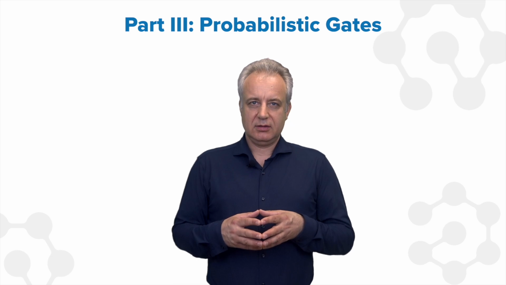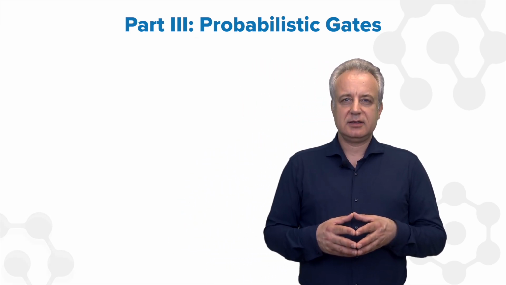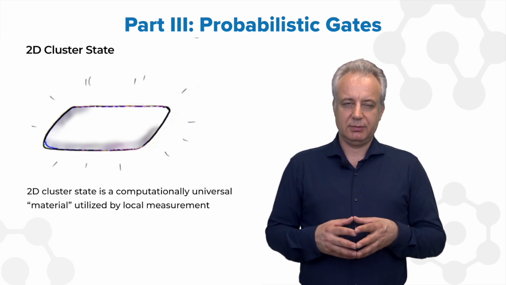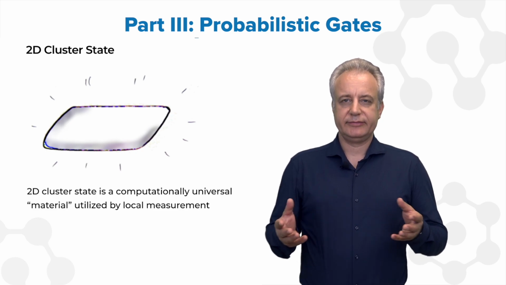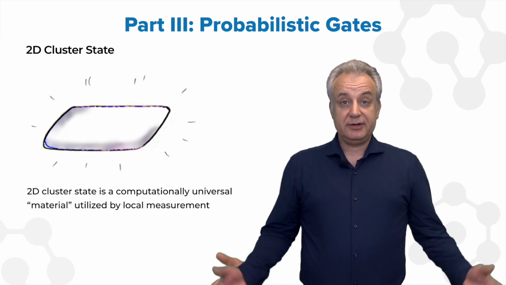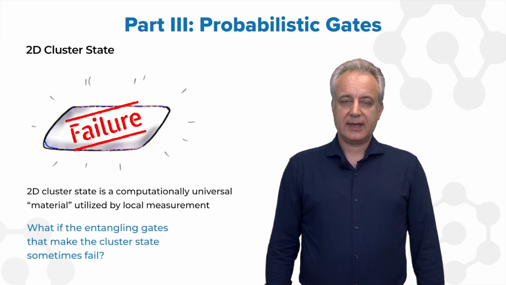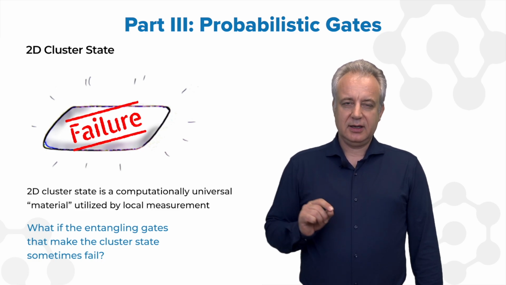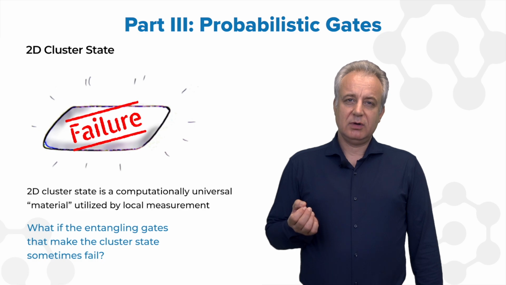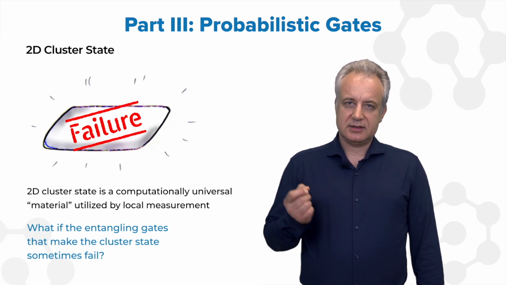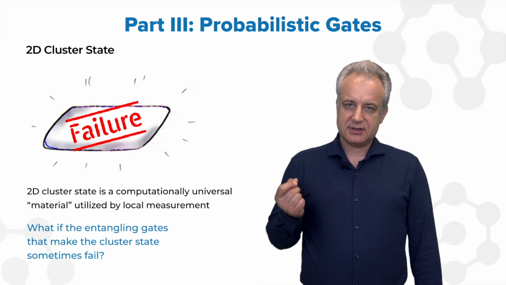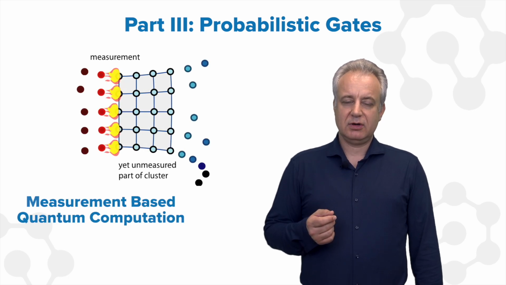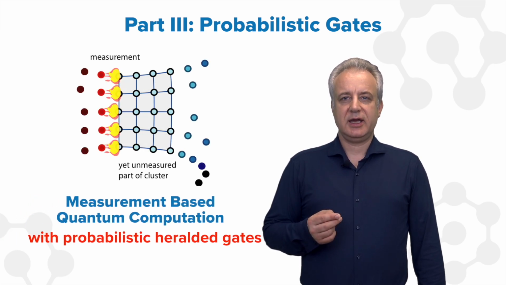Okay, remember from the first lecture that the two-dimensional cluster state is a universal substrate for quantum computation. Any quantum computation can be implemented on it just by 1-qubit measurements. But what if this resource state is faulty? That's what we want to look at today, and we want to look at that in a particular way, namely if this cluster state was made by entangling gates that sometimes fail and sometimes succeed, and they tell us when they fail and when they succeed. So that's quantum computation with probabilistic heralded gates.